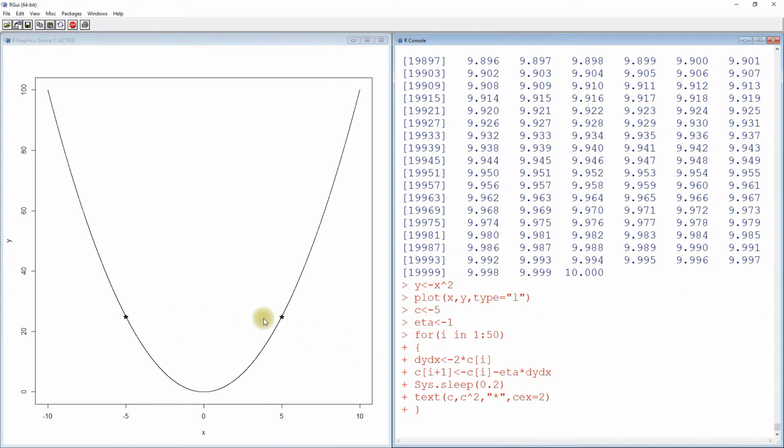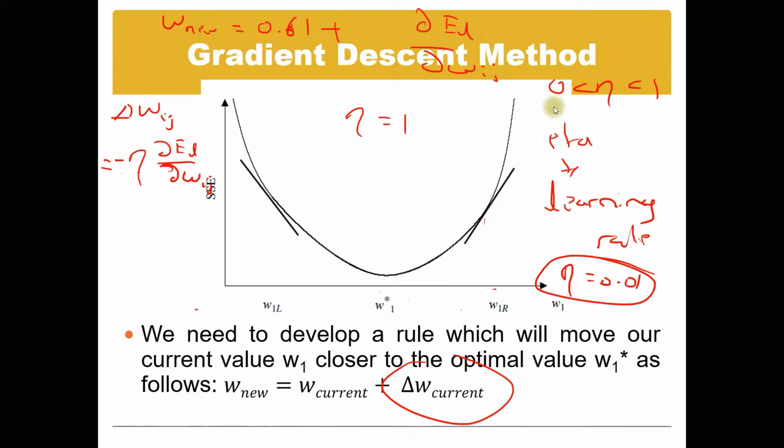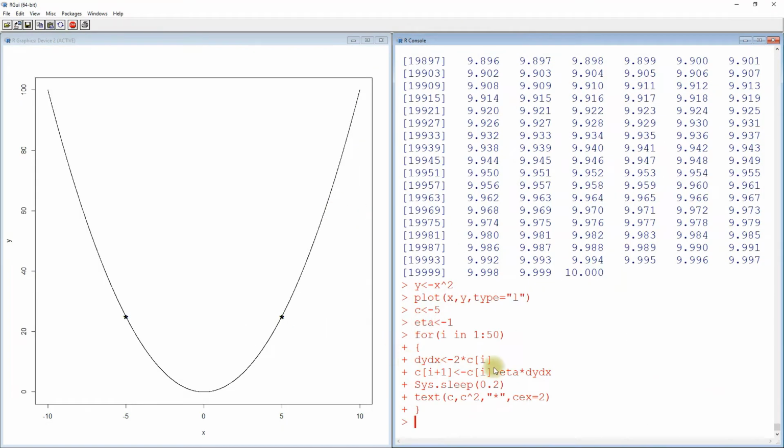So you see, each time when you put eta equal to 1, you will see the values keep oscillating around and it never reaches the optimal solution. This is why you cannot use this change in the weight without the eta. Without the eta, it will keep oscillating all around these two values. So this was a little bit what happened.